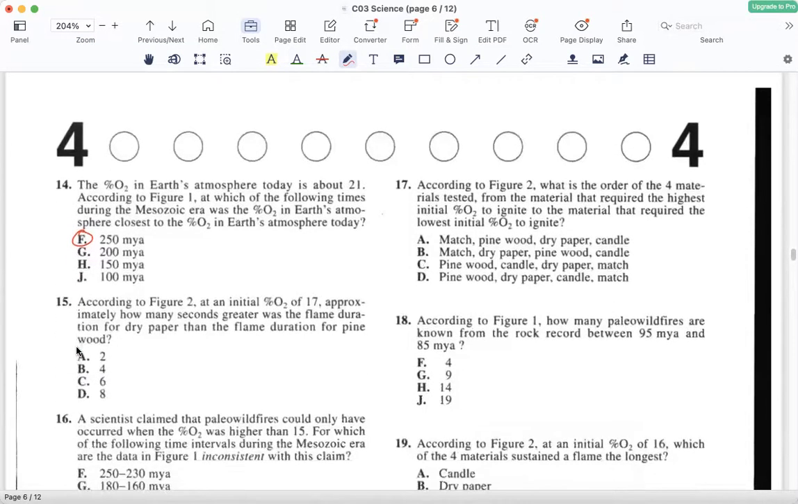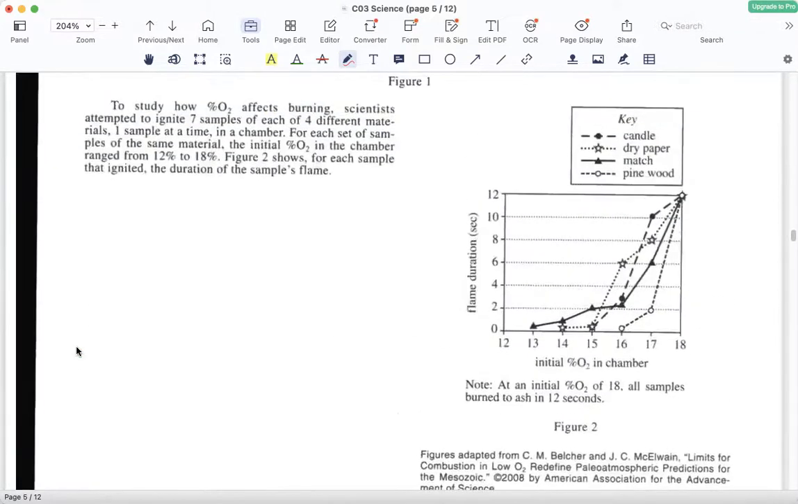According to figure 2, at an initial percentage oxygen of 17, approximately how many seconds greater was the flame duration for dry paper than for pine wood? Okay, so at 17, how much greater was it for dry paper than for pine wood? Okay, so that's seconds. So 8 minus 2, 6 seconds.